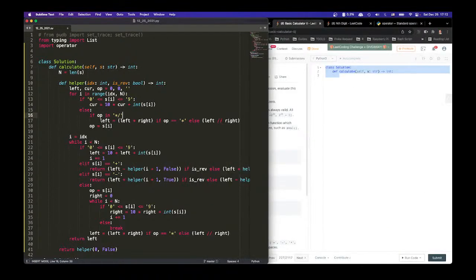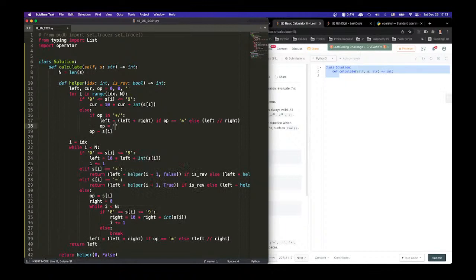If OP in this, then we update left. And after updating, OP is equal to this, right? No, it's not right. Current. And then we reset this. And then we hit a new operator. Right, this side is a new operator. And then if we have a previous operator, we return this. Now we have a new left. Now we're gonna handle the new operator.